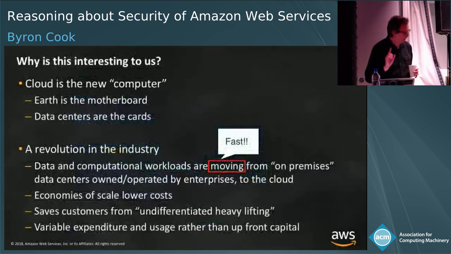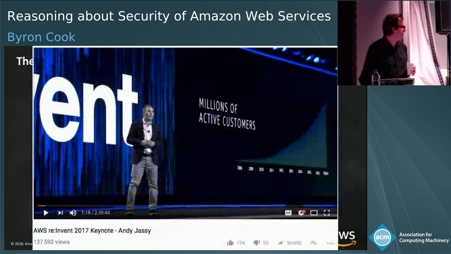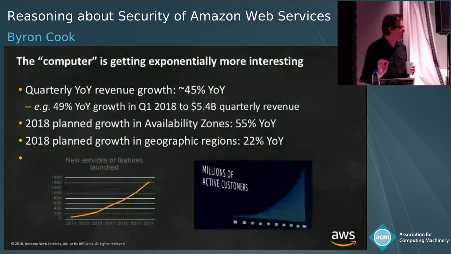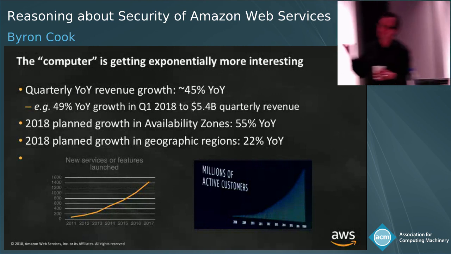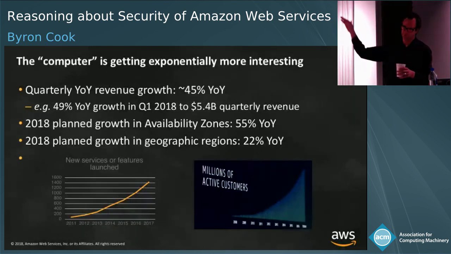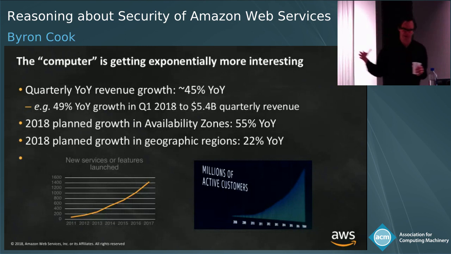So I wanted to give you a few numbers about the speed that this thing is growing, which I find really breathtaking. Quarterly, AWS reports, so just look at the finances, right? Quarterly, the growth is 45% year-over-year growth. Every quarter we report those numbers. And so the growth is massive in terms of revenue, but also in terms of growth of, for example, the availability zones, or the growth of the geographic regions.